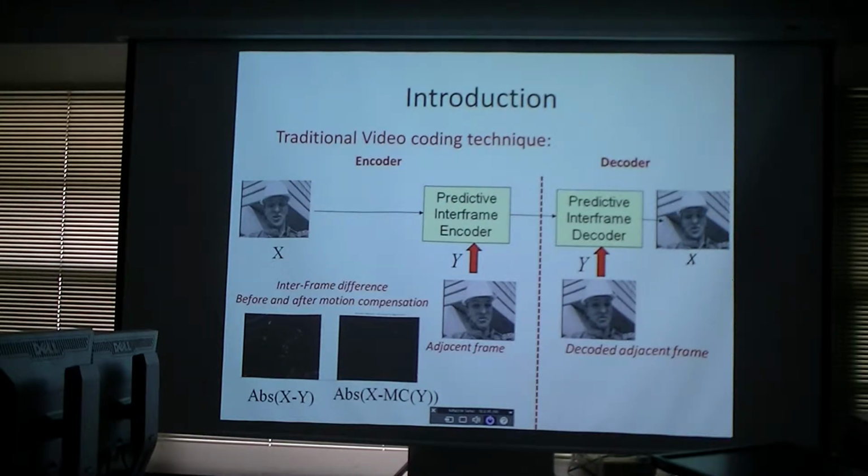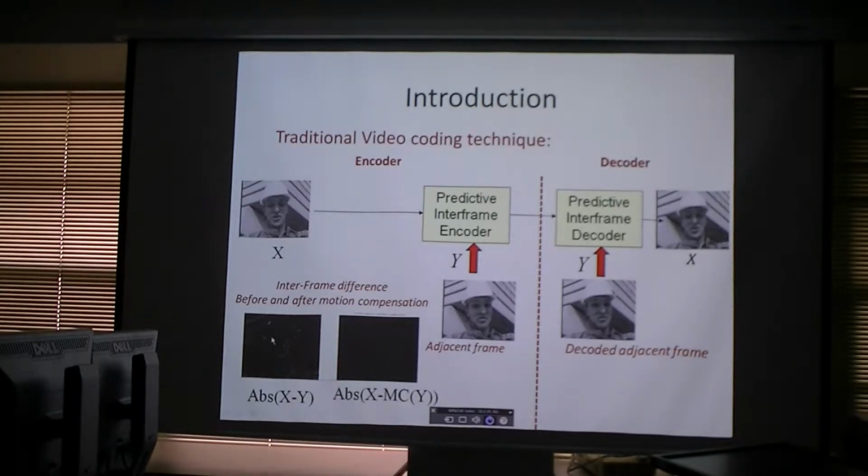Given a video sequence, suppose we want to compress the frame X, and we also suppose that we have an adjacent frame Y. Now we only need to compress the difference between frame X and frame Y and send it to the decoder. But we want to have a high compression rate, a high compression performance, and that needs minimizing the difference between frame X and frame Y. This goal can be achieved by performing the motion compensation task.